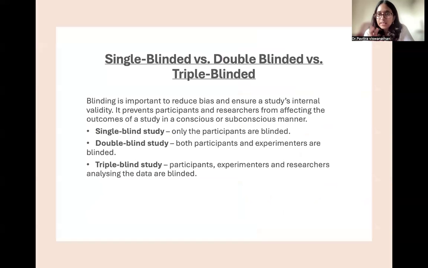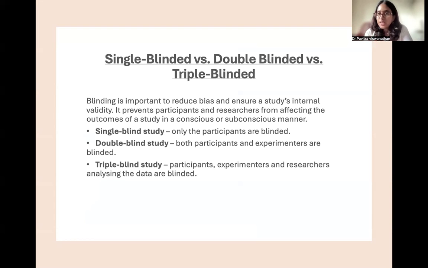So what is this blinding that we are talking about? Blinding is something that is important for reducing bias. But what is it? It is just that a particular population does not know the intervention. So when you say single blind study, the participants do not know what sort of intervention they are receiving. When you say double blind study, participants also don't know, and whoever is conducting the experiment also does not know, because everything comes in a sealed packet.